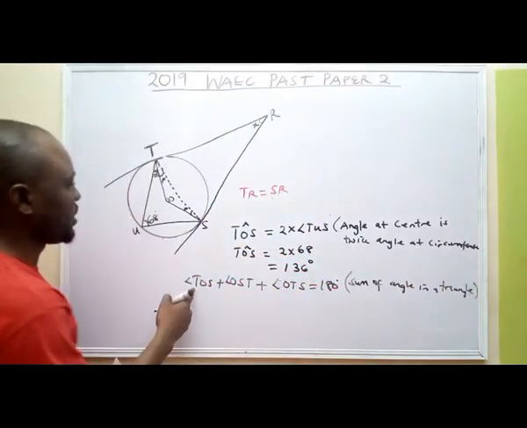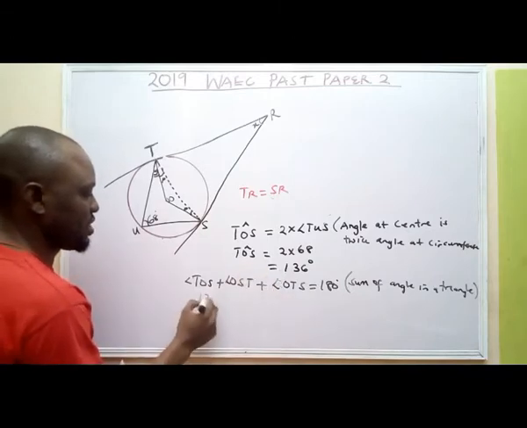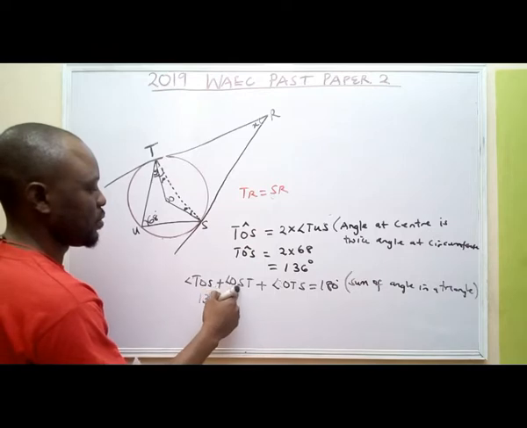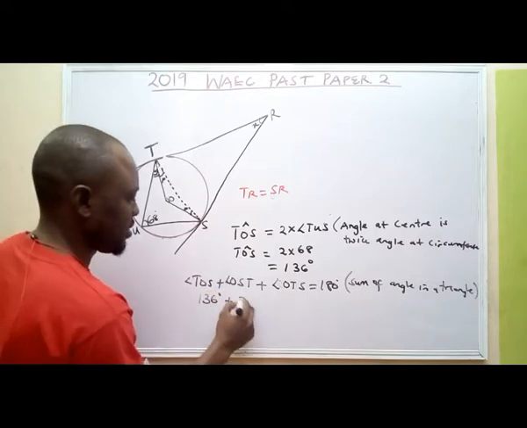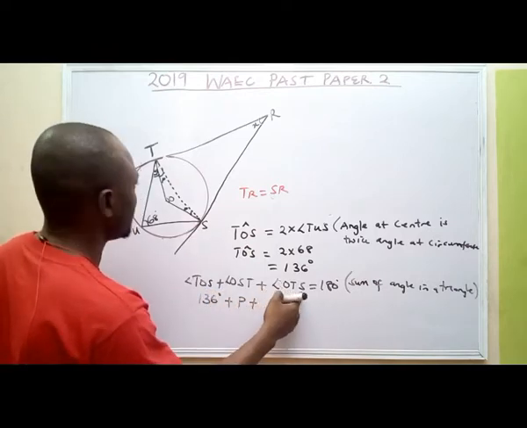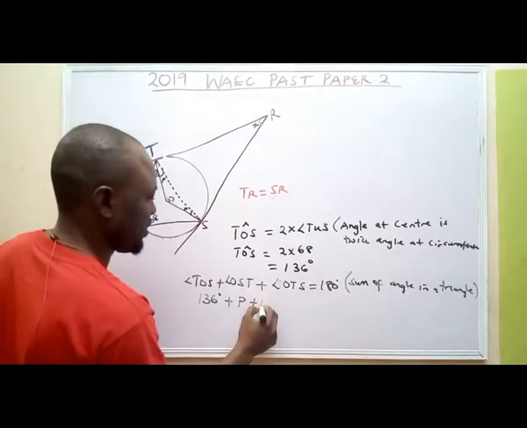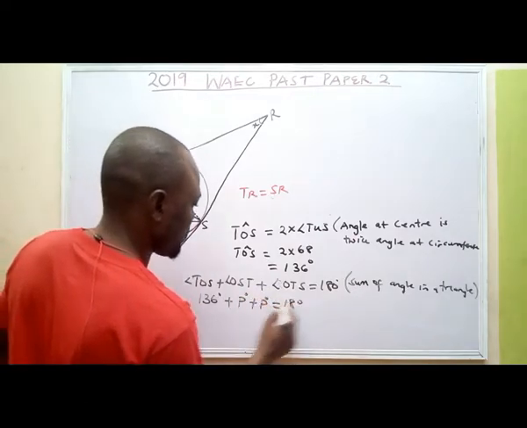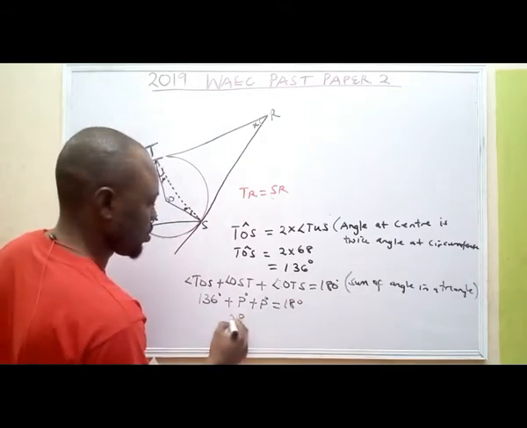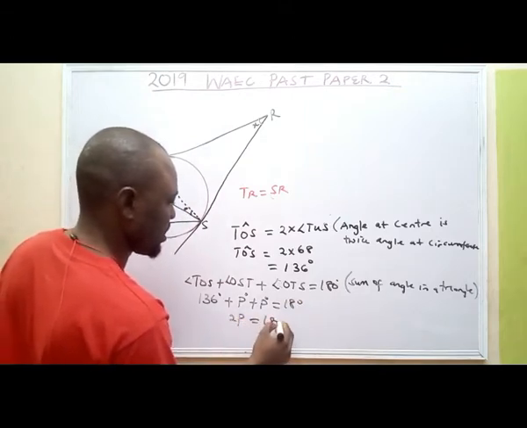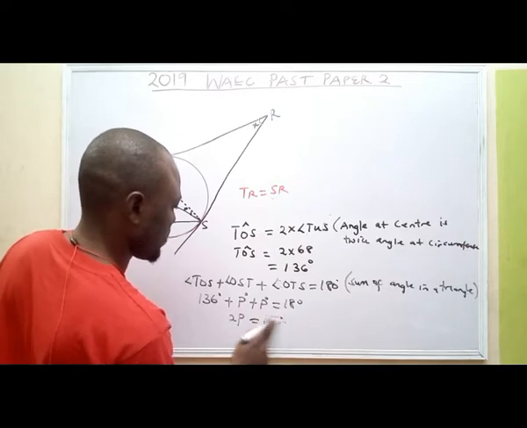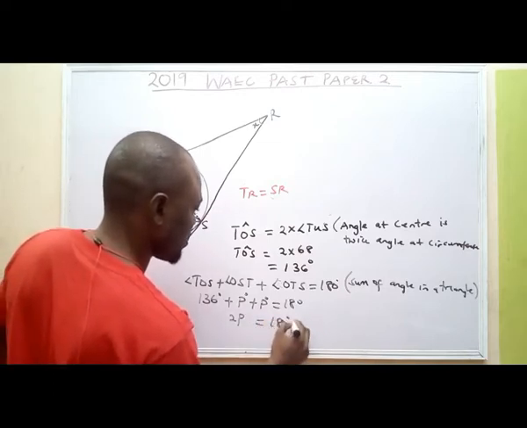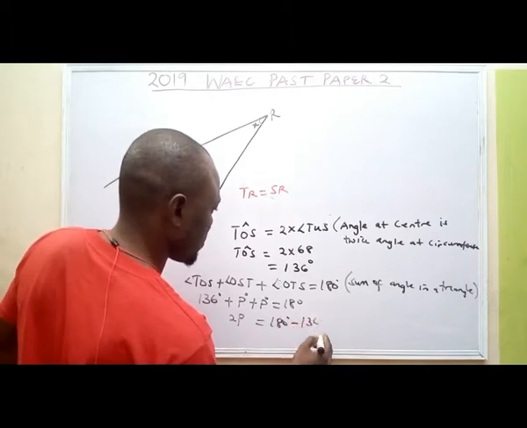Now, TOS is what we got as 136 degrees. Plus OST is P, plus OTS is P as well. P plus P plus 136 degrees equals 180 degrees, so 2P equals 180 degrees minus 136 degrees.